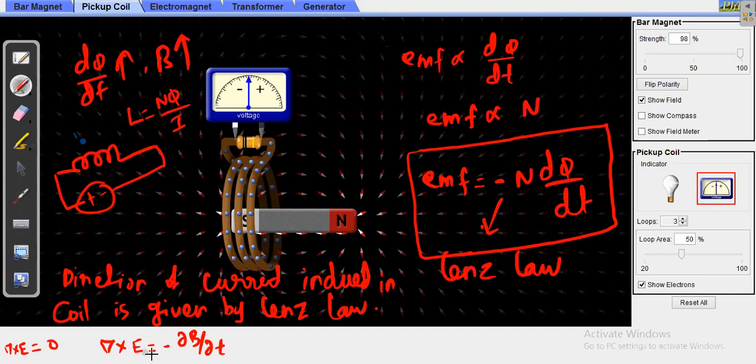So now here del cross E is equal to minus del B by del t. That means a time varying magnetic field will produce a time varying electric field, because E is the electric field. Once you have a time varying electric field, if you have a coil-like structure, then it makes the current flow inside the coil.